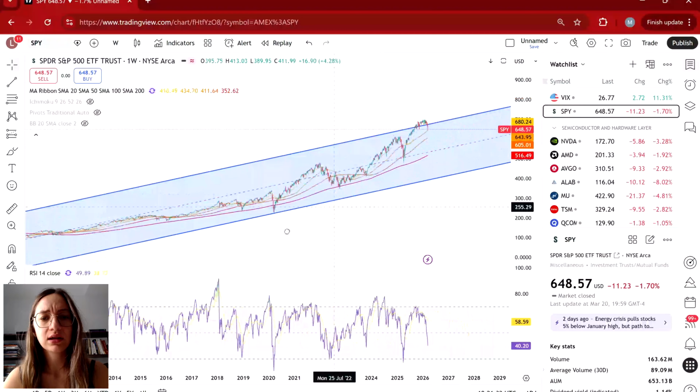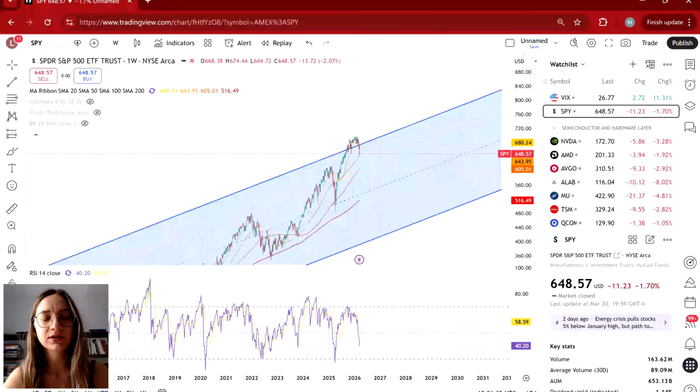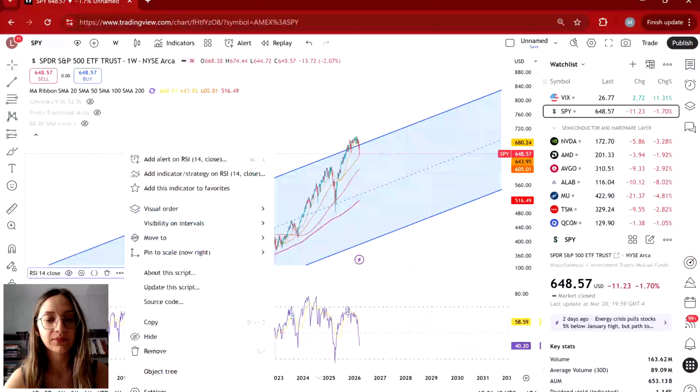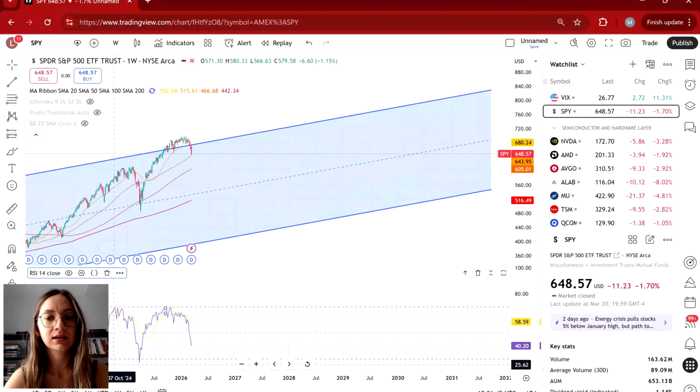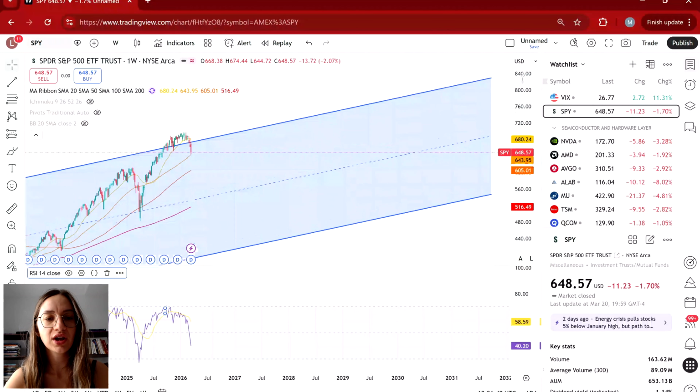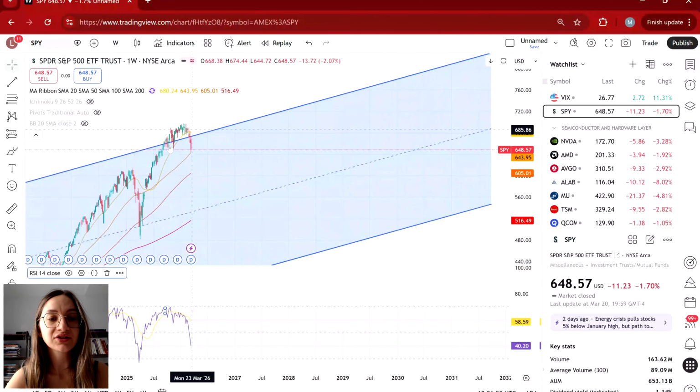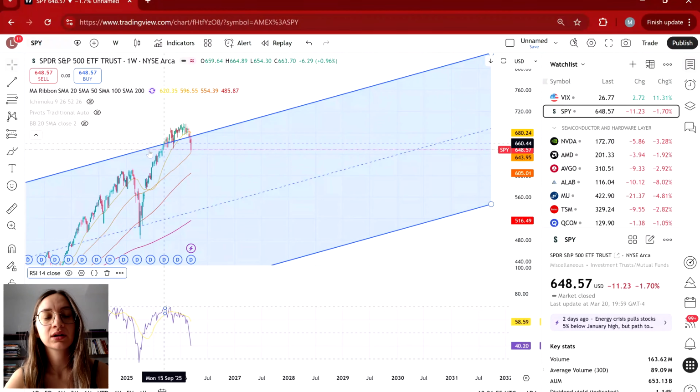So, first, this is my long-term channel coming all the way from 2008. As you see, we just broke out of this long-term channel around September, November, and I was expecting that it needed to come back into the channel. So it touched down in November, right below the upper level of the trend channel, bouncing off the 20-day moving average. It came back down again in February.